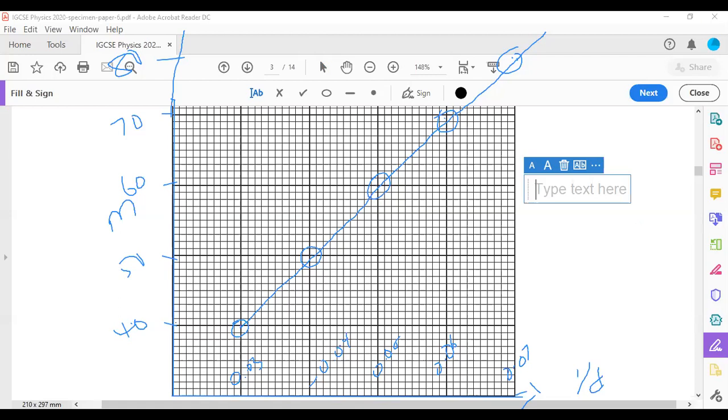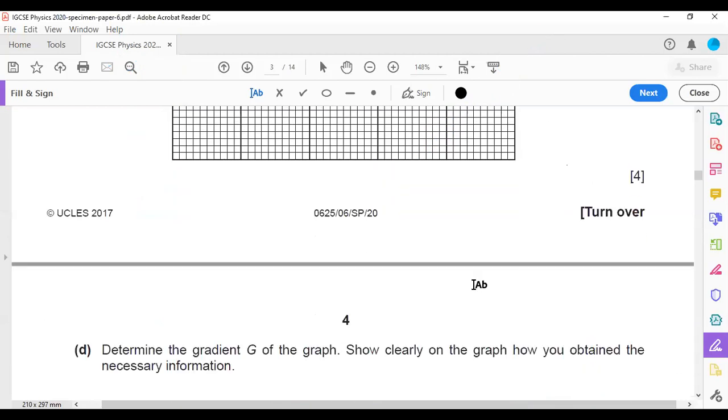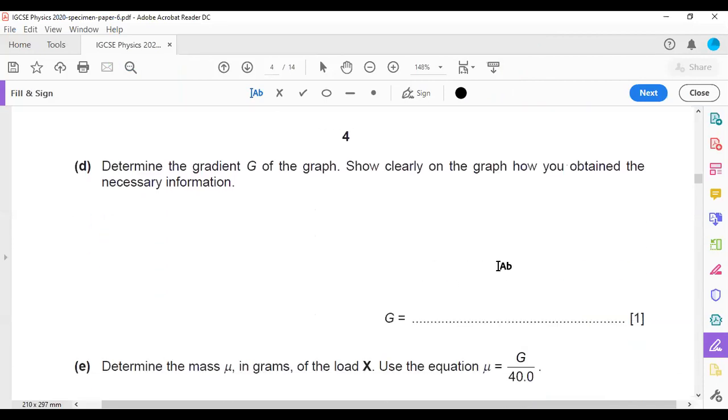Right, so we're moving on. They ask us to calculate the gradient now. So we're going to clear all of this so we can move on. They ask us to calculate the gradient. You're calculating the gradient using the formula G is equal to M2 minus M1 over 1 over D2 minus 1 over D1.